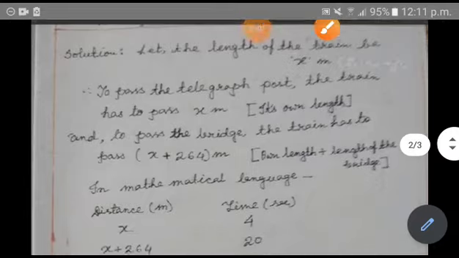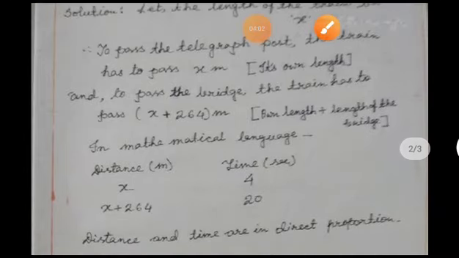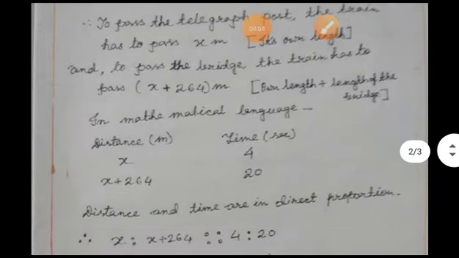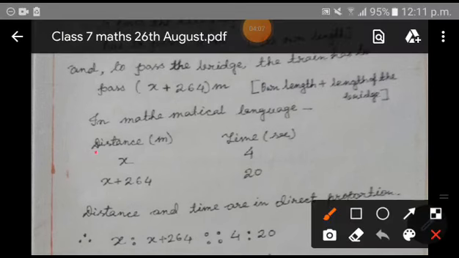Now we will have to write in mathematical language. On one side you will write distance and on the other side you will have to write time. Distance on one side, time on the other side. So the train, when it is covering a distance of x meter, it is taking time 4 seconds.